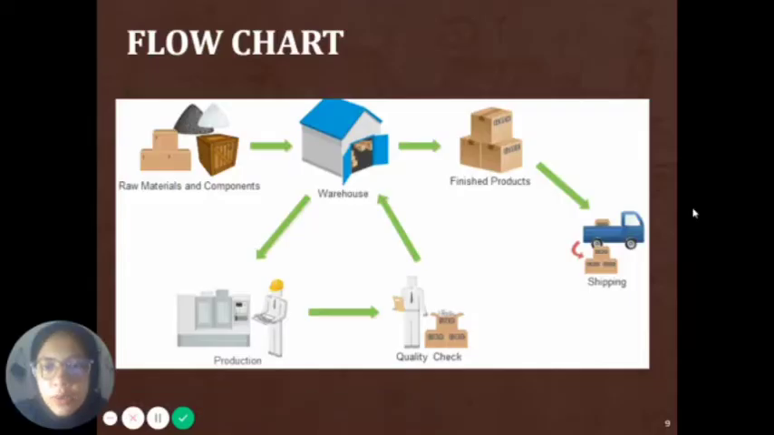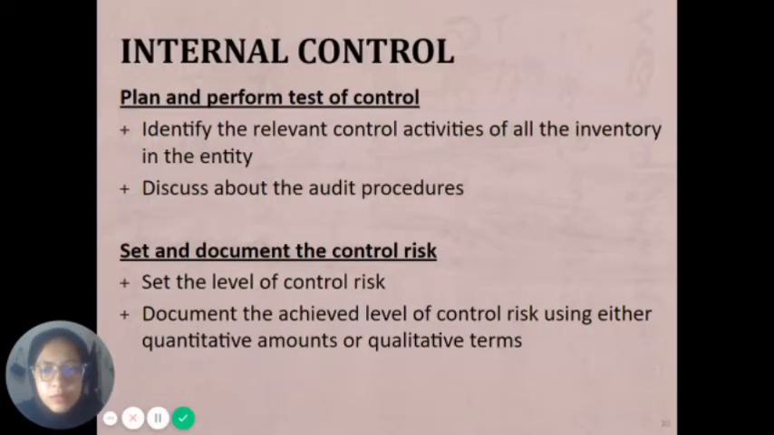For the flowchart in inventory, it starts when the entity purchases raw materials and then brings them to the warehouse. And then the inventory will go to production and quality checks. And then the inventory will be distributed to other retail stores. The internal control is to plan and perform tests of control.